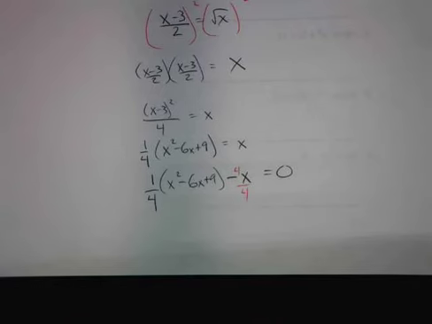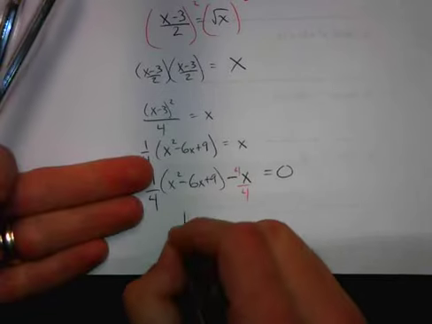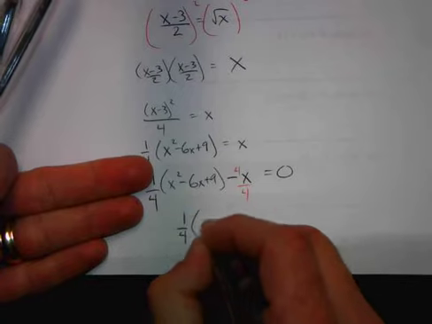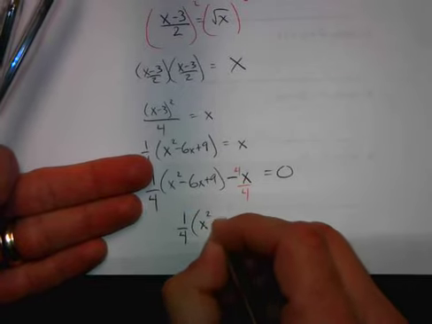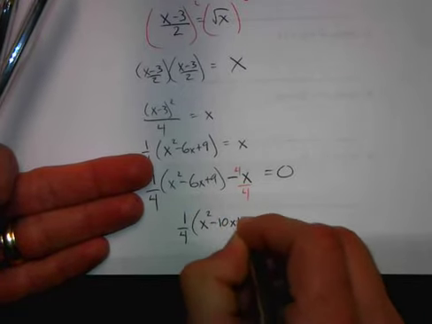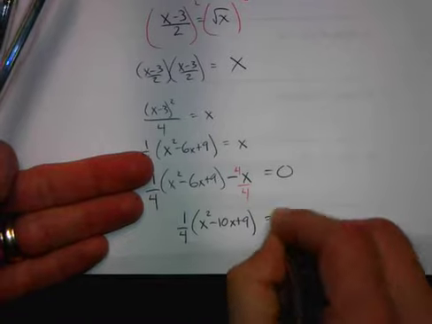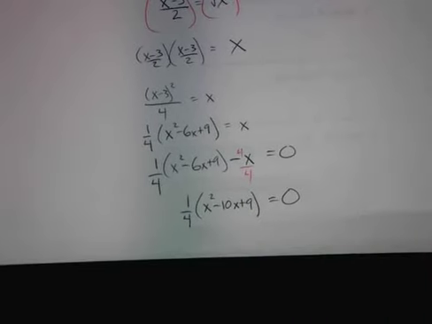You've got to be careful here. This is some really good fraction work from elementary school that we have to be ready for. So I'd have the 1/4 out here, and then x squared minus 10x plus 9 equaling 0. That is some intense stuff.